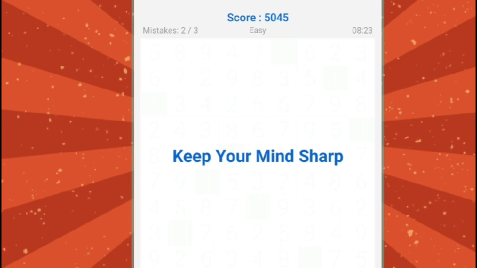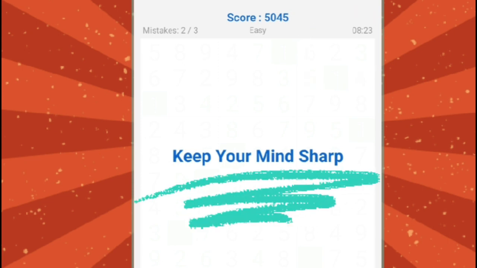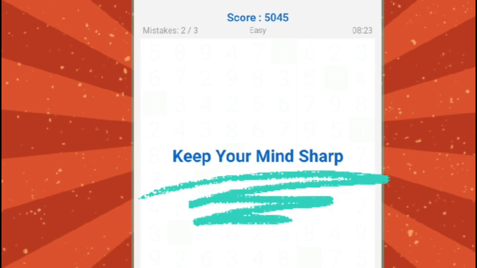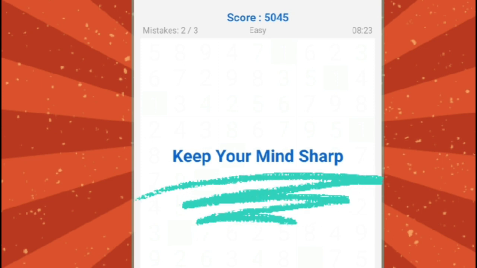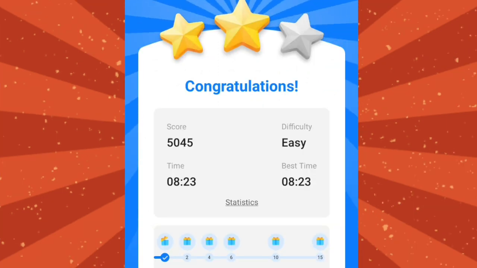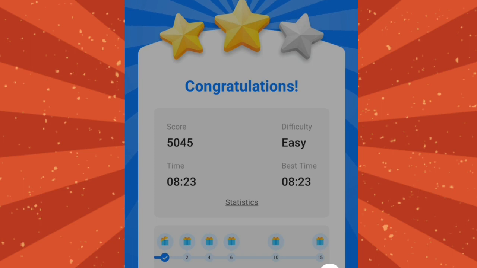Our score is 5,045 under easy level. Our mistakes is 2. Our time is 8 minutes and 23 seconds. Let's keep your mind sharp by playing Sudoku. Congratulations! We are 2 stars!